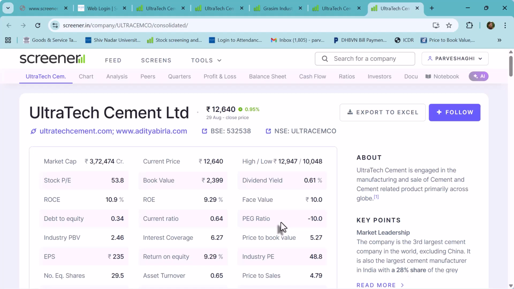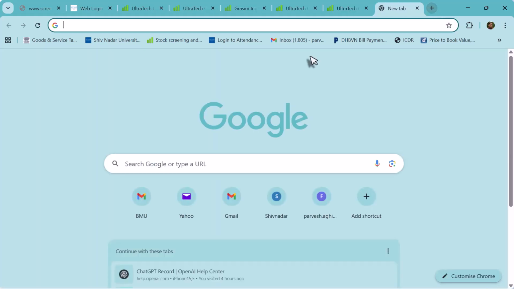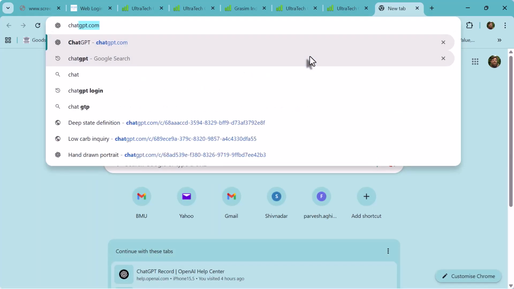Now, in the morning, while coming, I went to the AI, ChatGPT, and looked at the PEGY ratio.